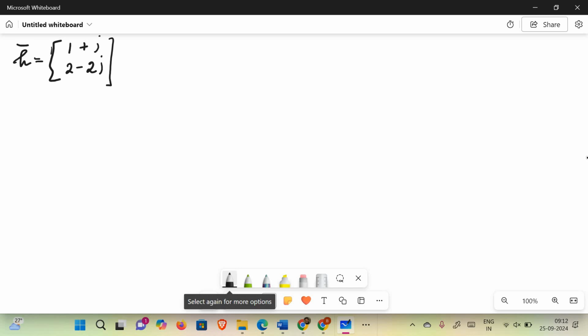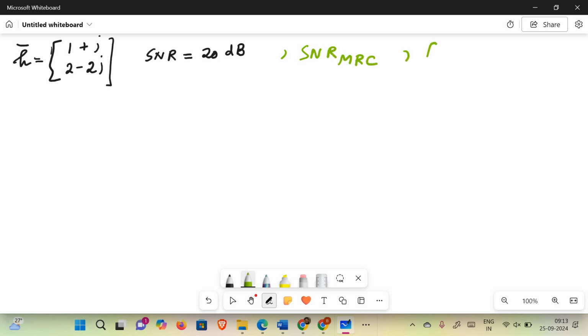So this is given, the H matrix is given by this, and SNR is 20 dB. The question is, find the SNR MRC and BER MRC. Can you take 1 minute to solve it with the equations that you already have with you? I'll just set up this color a little bit.